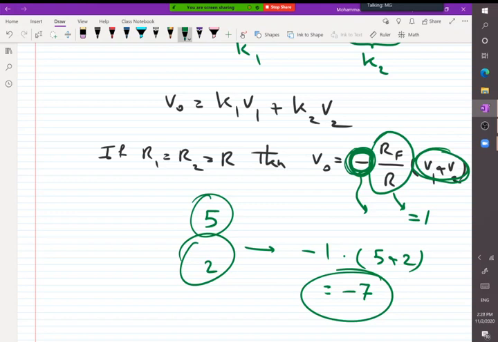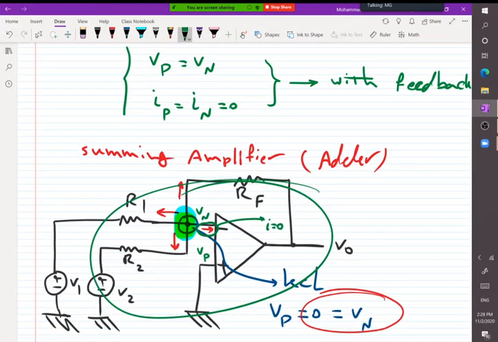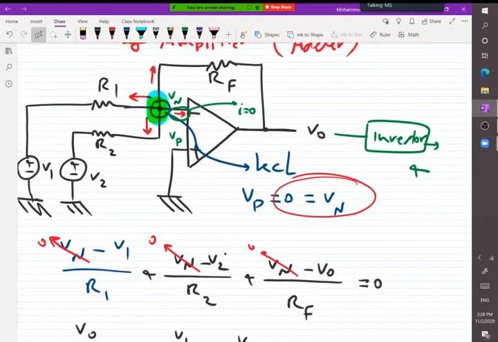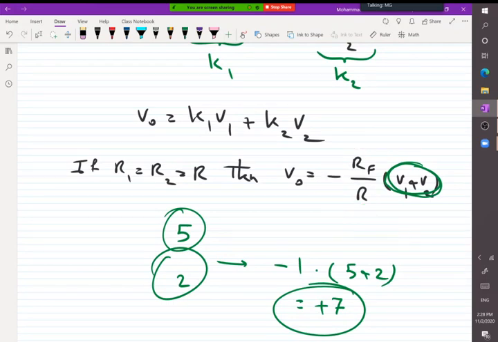So in order to have plus 7, not minus 7, we can just cascade one inverter to this system. After calculating the output, we can connect it to an inverter, so the output will be positive instead of negative. Okay, this is the next discussion we will have, but for now let's just focus on the fact that V1 and V2 are added to each other, so V1 plus V2. Any question?